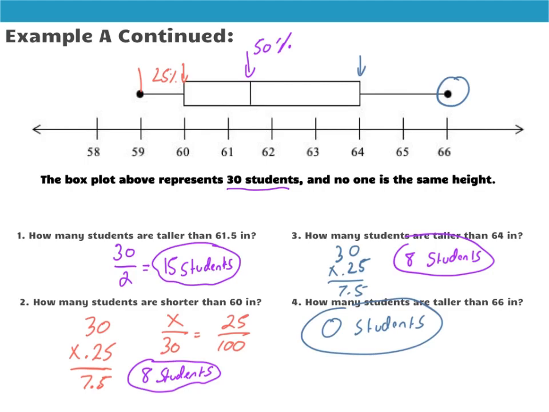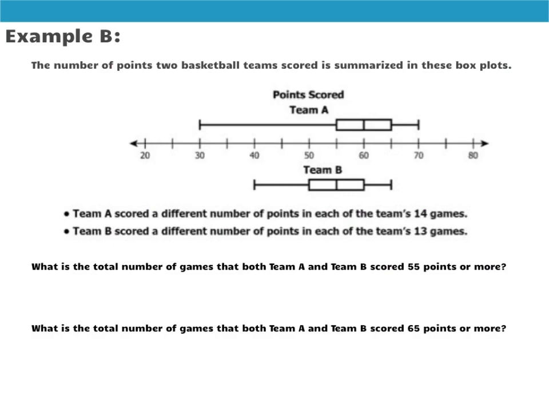Now let's take a look at example B. Here we are at example B, and it says the number of points 2 basketball teams scored and summarized in these box plots below. So team A's points are above, team B's points are below. Team A scored a different number of points in each of the team's 14 games, so that's important information. Team B scored a different number of points in each of the team's 13 games. So we have 2 questions to answer.